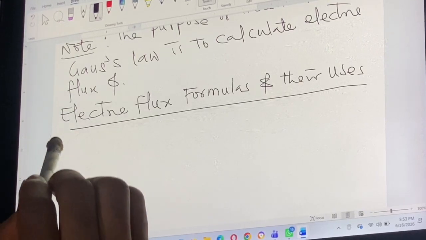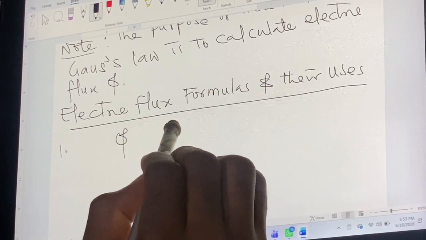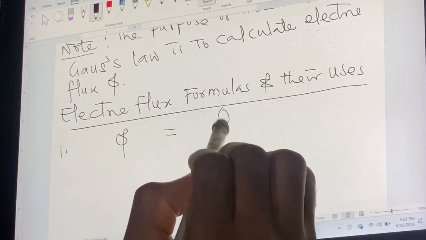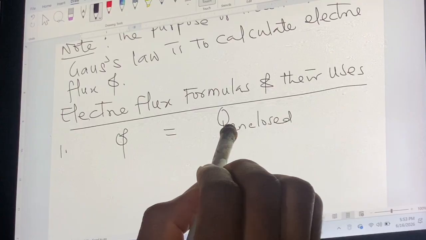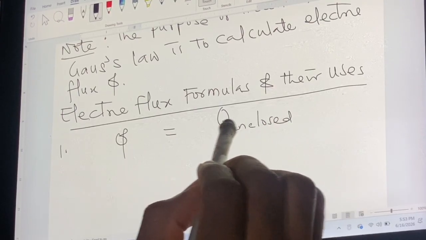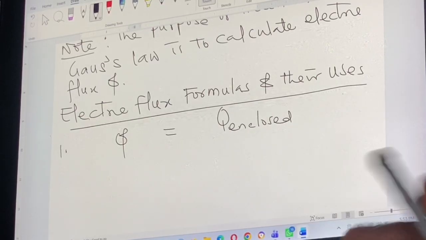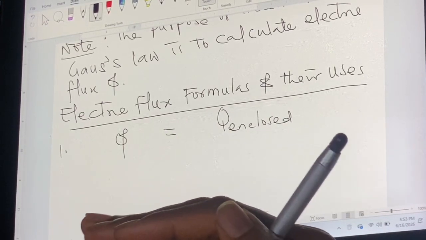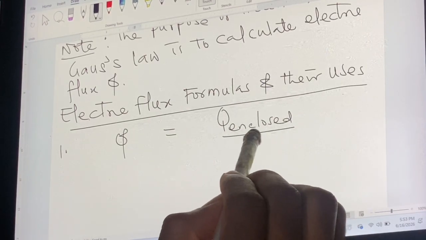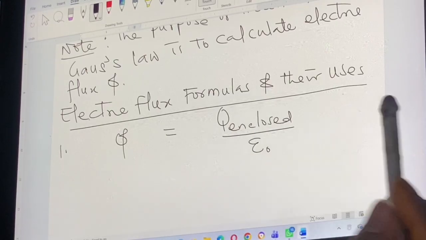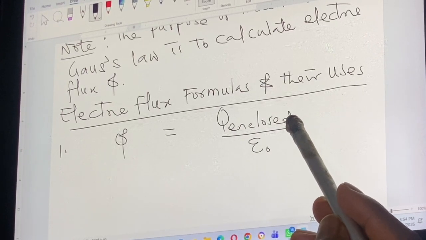The first formula for electric flux is phi is equal to Q enclosed, which is the same thing as Q net, over epsilon naught. We use Q net when we have more than one charge, but if it's only one charge, we use Q enclosed. This is the first formula. We only use this formula when charge is given. This only concerns charge or charges.